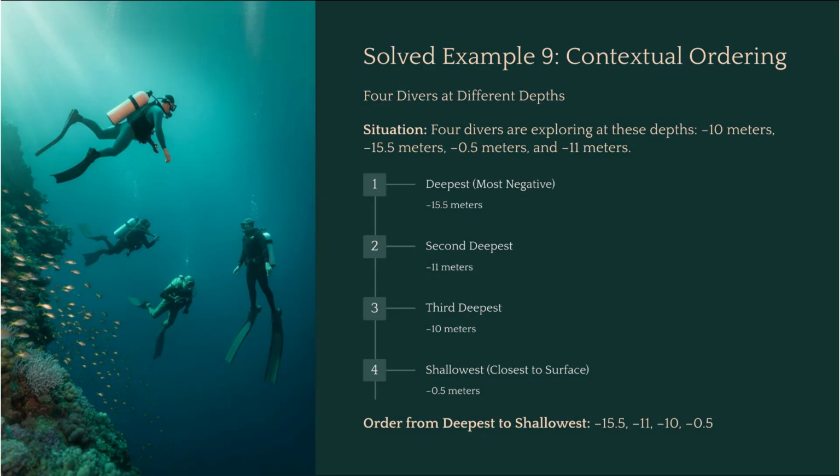Example 9 is a real-world ordering problem. We have 4 divers at depths -10, -15.5, -1/2, and -11 meters. Deepest means the least value. Ordering them from least to greatest depth: -15.5, -11, -10, -1/2.